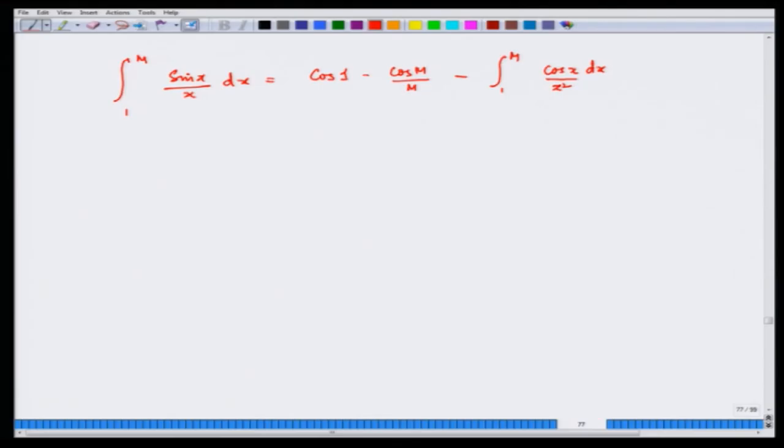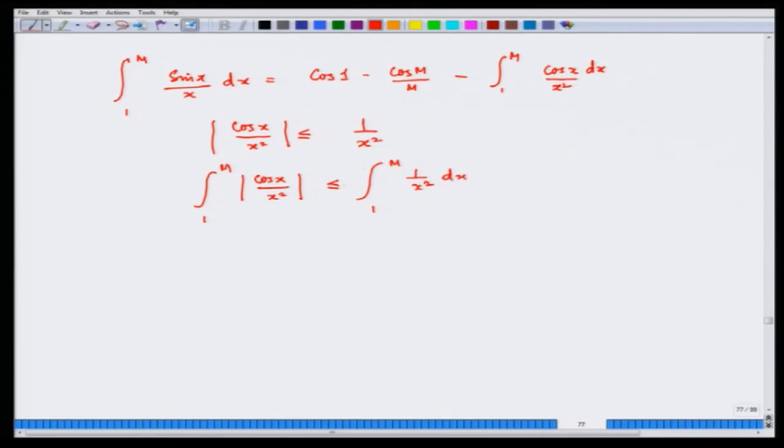Once you get there, what do you have? You observe that this function is less than, because mod cos x is always less than 1, is less than 1 by x square. So, the integral from 1 to m, if I take the limit as m tends to infinity, I can do something with it. So, this is a number. So, cos m by m will be in a 1 by infinity form, and when you take the limit here, you know that this will always happen by Riemann integration.